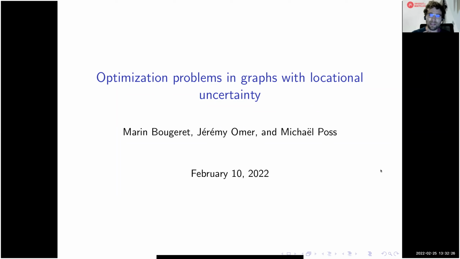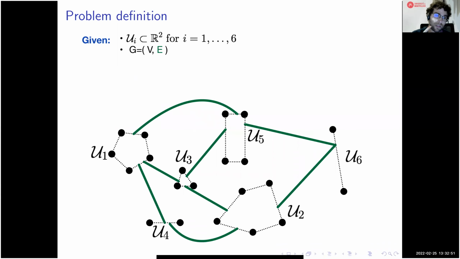So thank you for the nice introduction and for giving me the opportunity of talking about this work. This is a recent work that I've done with my colleagues, Marin Bougeret, who is also a professor at LIRMM, and Jérémy Homer, who is a professor at Rennes University. So we're going to talk about robust optimization. I hope many of you have heard of it. It's a framework to handle optimization problems when some of the parameters are uncertain. But here we're going to focus on a certain type of problem.